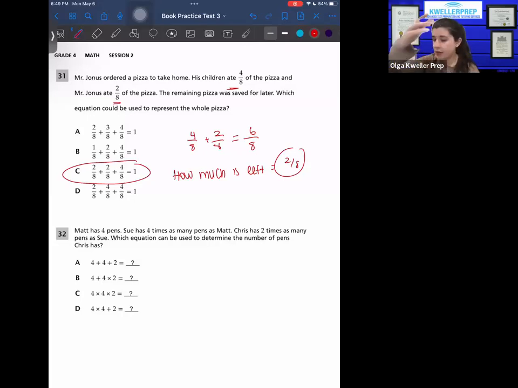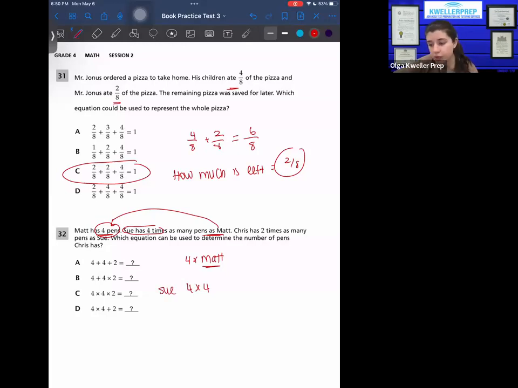Okay, so next question, we have Matt has 4 pens. Sue has 4 times as many pens as Matt. So how could I describe the number of pens Sue has? 4 times as many as Matt. So 4 times Matt, and Matt has 4 pens, so then I can replace this 4 with Matt. So 4 times 4.